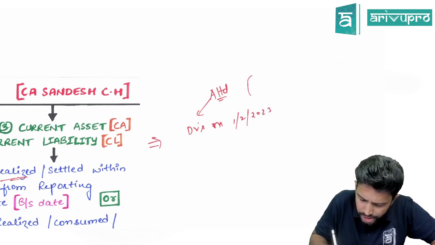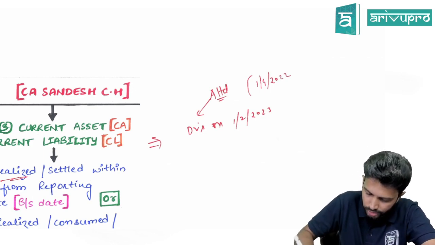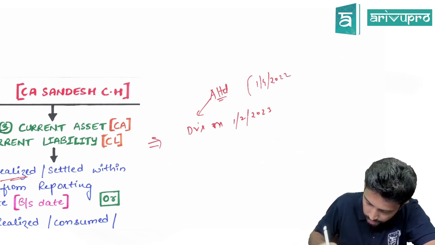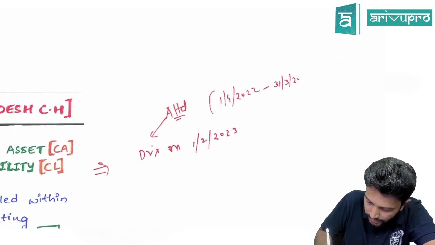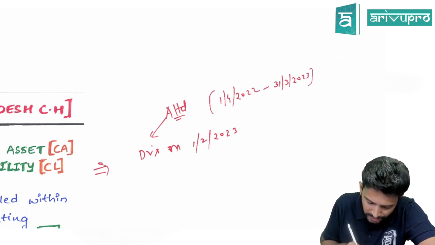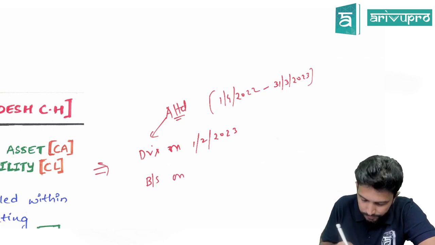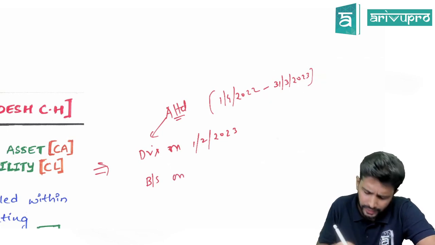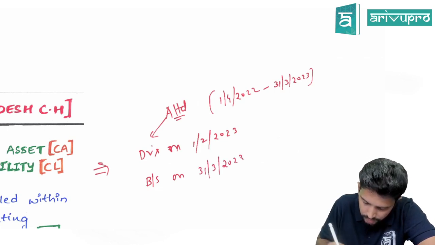And our financial year is 1st April 2022 to 31st March 2023. This is our financial year assumption. So when will you prepare the balance sheet? Normally at the year end. That means the balance sheet will be prepared on 31st March 2023.